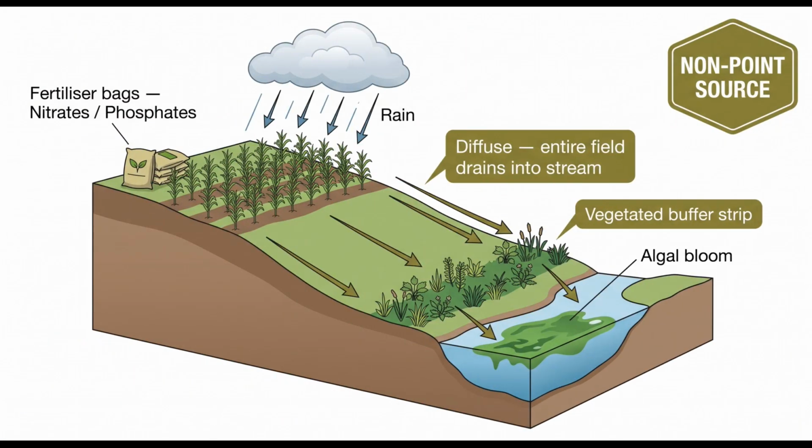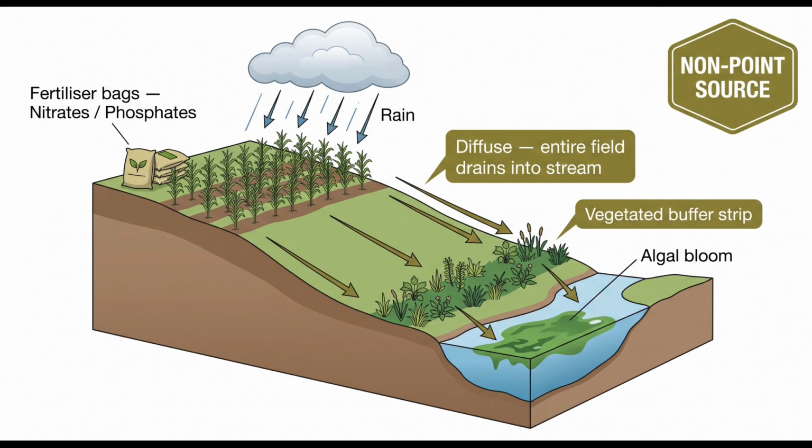Agricultural pollution is the classic non-point source, and it is the trigger for eutrophication, which we cover in depth in Chapter 2. Look at the diagram on screen. When farmers apply fertilizers to their crops, the fertilizer does not all stay on the land. When it rains, rainwater washes excess nitrates and phosphates off the fields as surface runoff, flowing across the land surface and into nearby streams, rivers, and reservoirs. Every rainfall event on farmed land is potentially a pollution event.